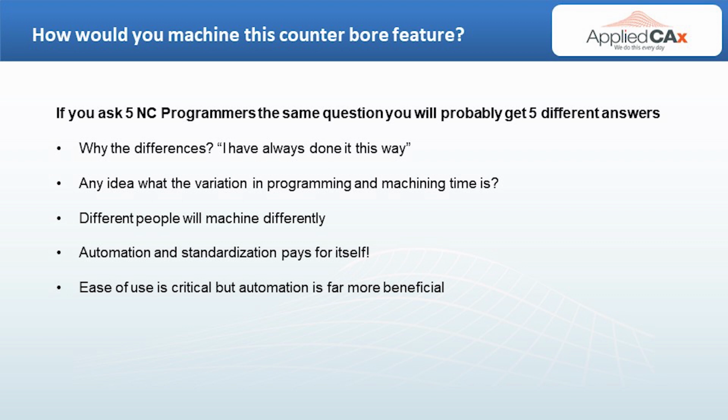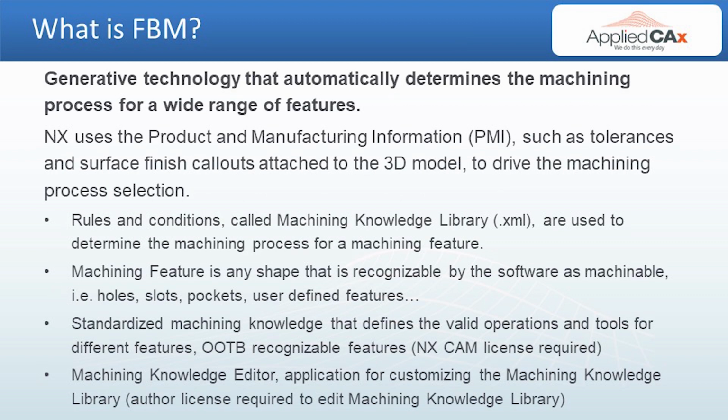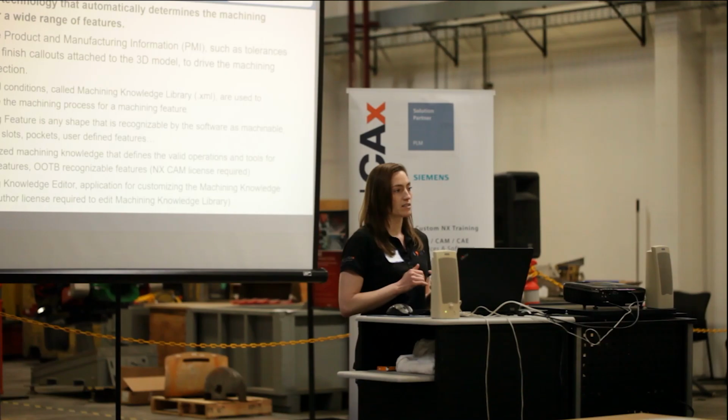So what is feature-based? Feature-based machining is a generative technology that automatically determines the machining process for a wide range of features. It's built off of a set of rules and conditions called Machining Knowledge Library. That information is contained in an XML file. It is then accessed by NX and used to analyze your features to generate the machining process, which is determined by a set of rules and conditions. What I mean by machining feature is any shape that is recognizable by the software as machinable, i.e. holes, slots, pockets, or something custom. And I'll talk briefly about how to teach NX to recognize a custom feature.